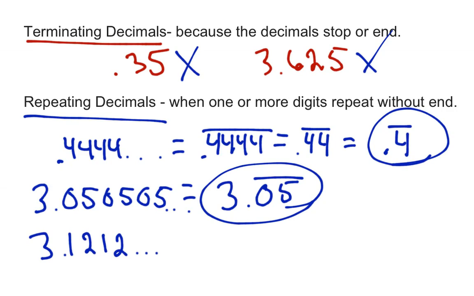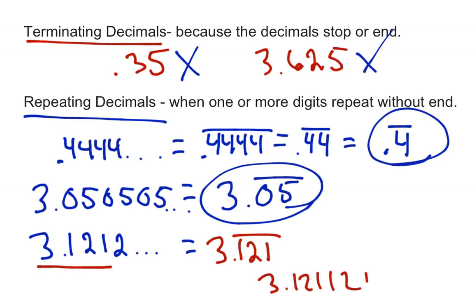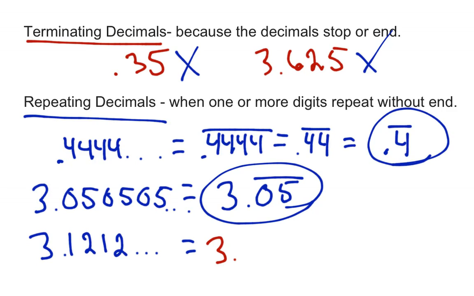3.1212 dot, dot, dot. And I see some people do this. Don't make this mistake. I see people write this down: 3.121. Now, are those numbers in the thing? Yeah, absolutely. But that's not the part that repeats, because if I wrote this out, it would go 1, 2, 1, 1, 2, 1, and now I have these two ones next to each other, which is not part of the number. So I'm going to back way up here because this is incorrect.